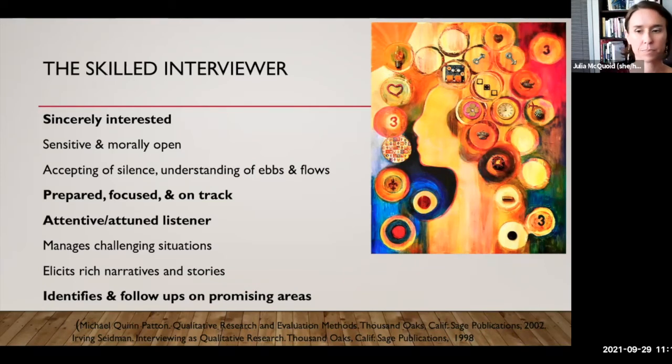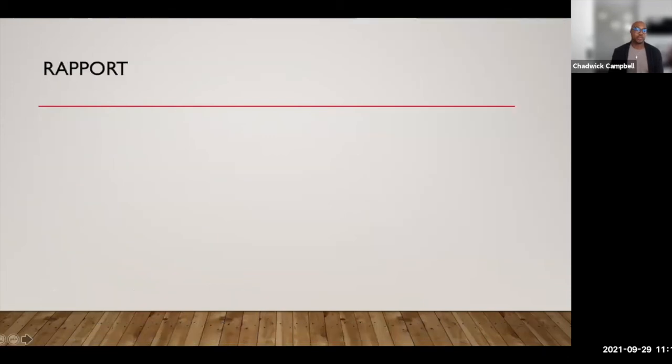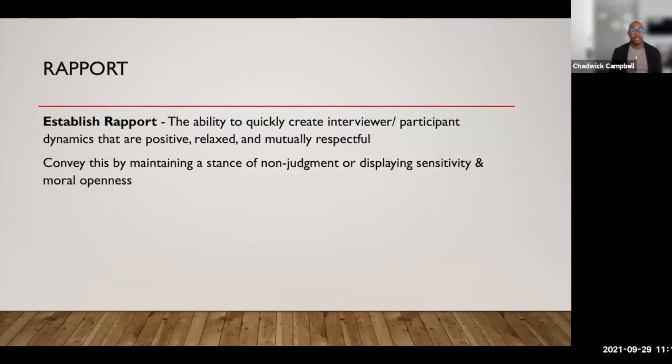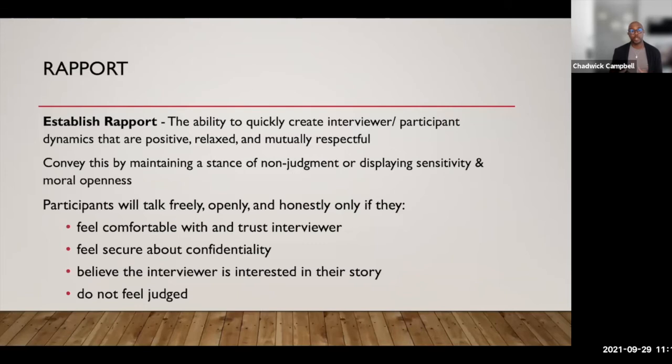Got it. So one of the most important first steps, and I say continuing, it's an ongoing thing, is establishing rapport. Kim mentioned this earlier at the beginning. Establishing rapport is really just quickly creating a dynamic where things feel positive and relaxed. Participants feel more comfortable talking to you. This is done largely by making sure that you present yourself as someone who is not judging them, that you are open to their stories, that you are not there to tell them they're right or wrong about what they tell you.